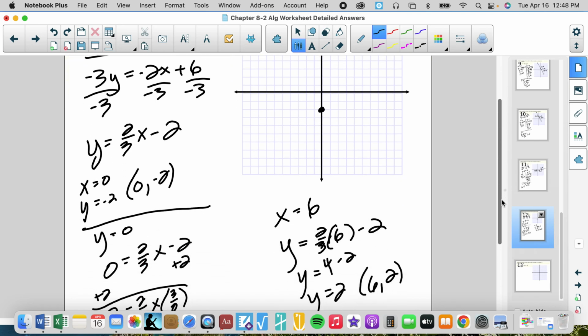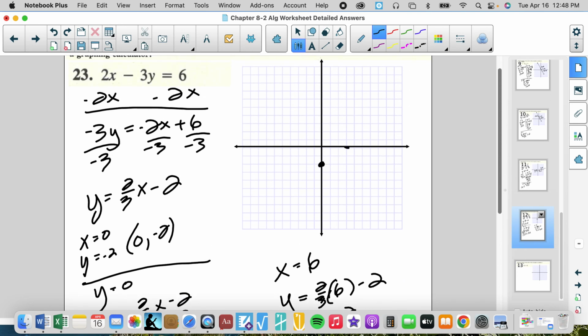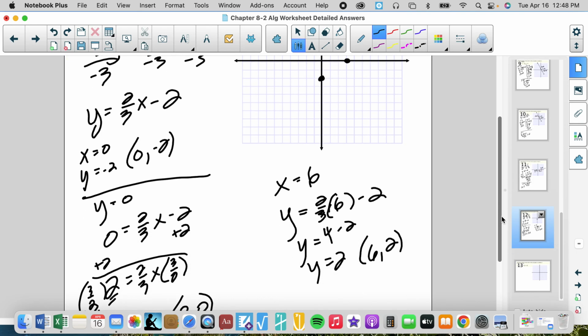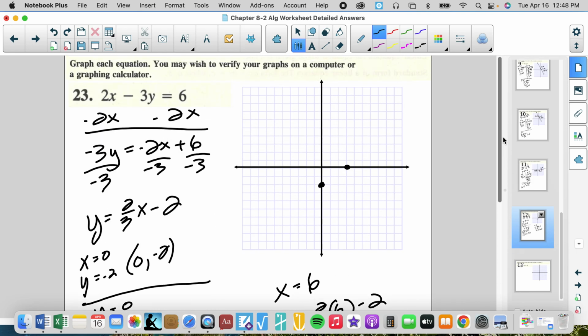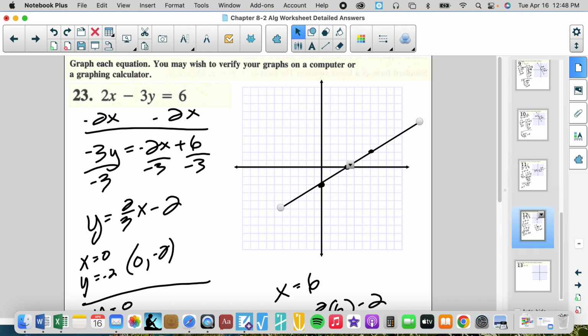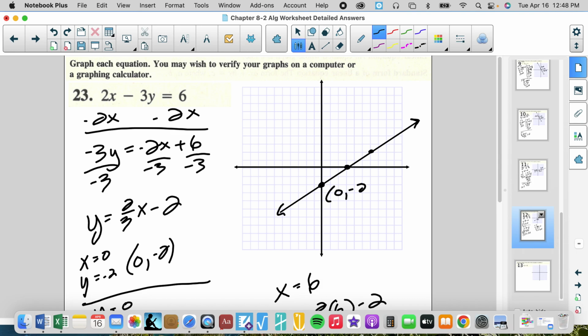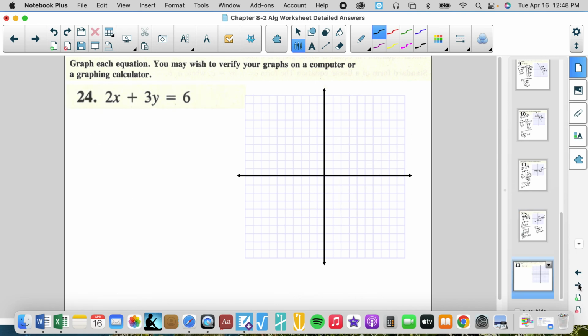0, negative 2. 3, 0, yes, we know 3, 0. And then 6, 2. 6, 2 goes right there. Connect those lines. We are looking good. Yep, boom, boom, 0, negative 2, 3, 0, 6, 2. Last one. I feel like I've seen this problem before.